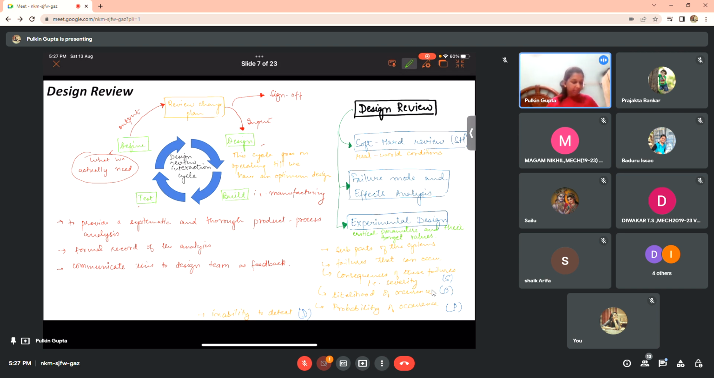Suppose you have x, y and z parameters. Now you know that x can lie in this range, y lies in this range, and z lies here. So it should not happen that you are maintaining a y value outside of its range. This will give you erroneous results, or this would lead to product failures as well. Okay, so that is why experimental design review is important.